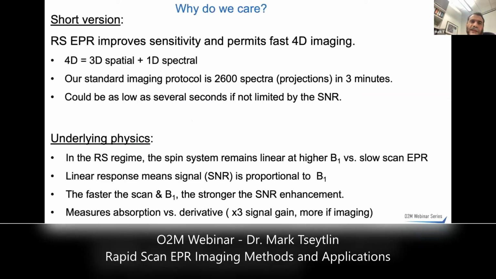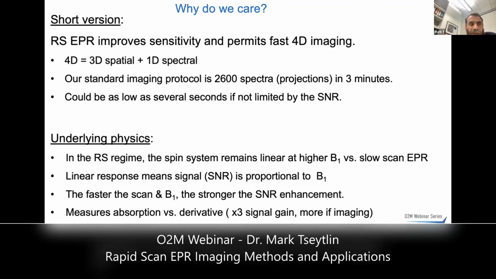The short answer is that rapid scan gives us an increase in sensitivity, and it also permits fast imaging because you can capture your EPR spectrum over a millisecond or less. For example, in my lab we measure, let's say, 2600 spectra over 3 minutes, and it's mostly limited by SNR. We could capture all 2600 spectra probably in just several seconds, which would be quite impossible with a standard CW approach.